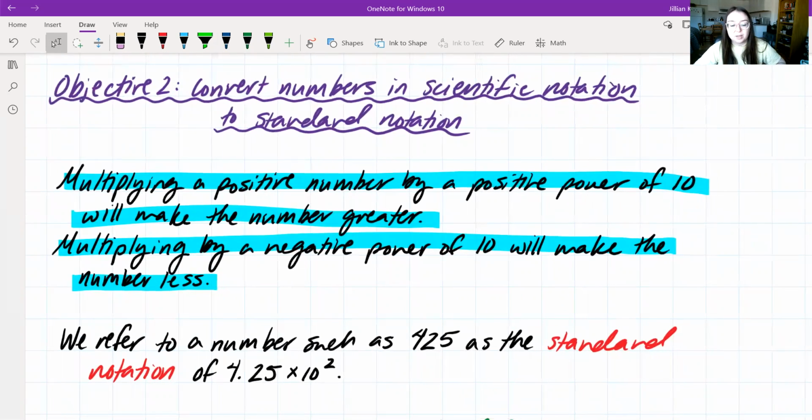Now objective 2. We want to convert numbers in scientific notation to standard notation. Multiplying a positive number by a positive power of 10 will make the number greater. Multiplying by a negative power of 10 will make the number less.